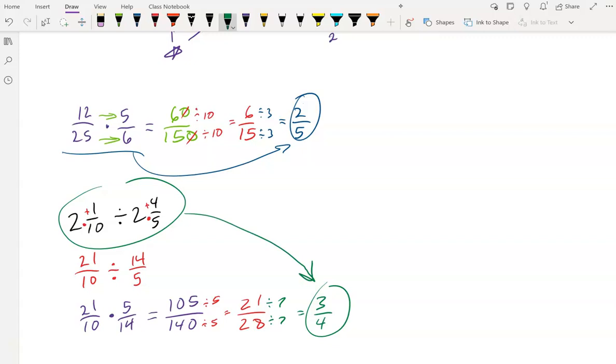You get 3/4. Okay, well, that's all I've got for you today. Kind of an introduction into doing some adding, subtracting, multiplying, dividing with mixed numbers and fractions and stuff.